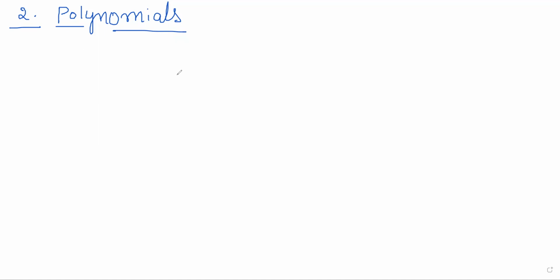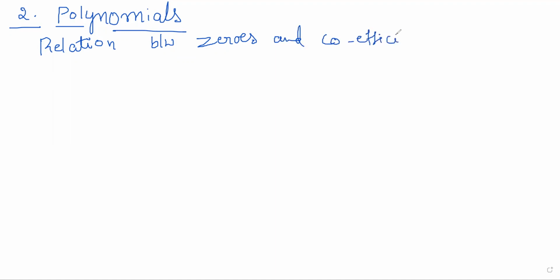Chapter 2, Polynomials. In the previous class, we were discussing the relation between zeros and the coefficients of the polynomials. Already you know what are zeros and the coefficients.